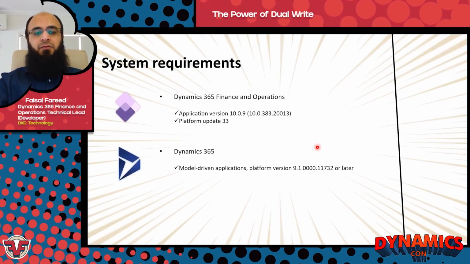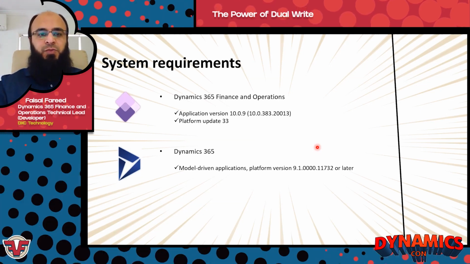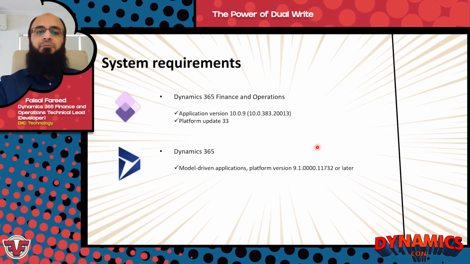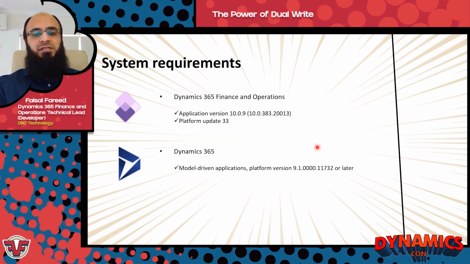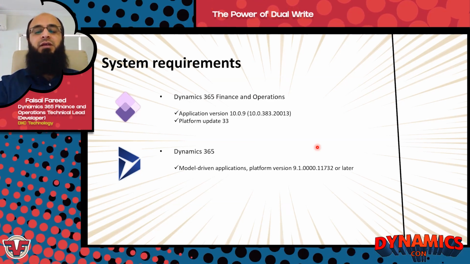Now we understand what dual write is and what its aspects are. If you want to configure dual write, you have to meet certain requirements. From the finance and operations side, the application version has to be 10.0.9, and it has to be a platform update of at least 33. From the customer engagement side, it has to be a model-driven application platform version of this number or later.